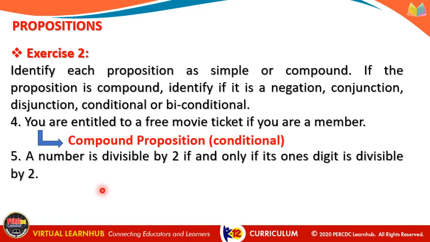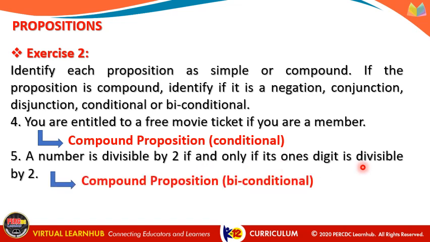Number 5, a number is divisible by 2 if and only if its ones digit is divisible by 2. So you have two propositions. A number is divisible by 2. The other one is its ones digit is divisible by 2. So you have two propositions connected by the words if and only if. Thus, what we have is a compound proposition, specifically a biconditional proposition.